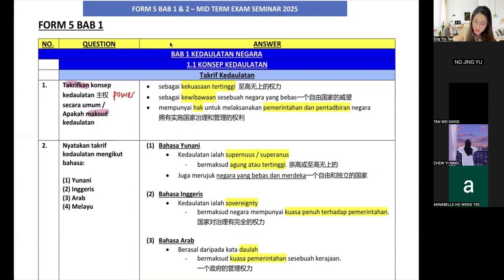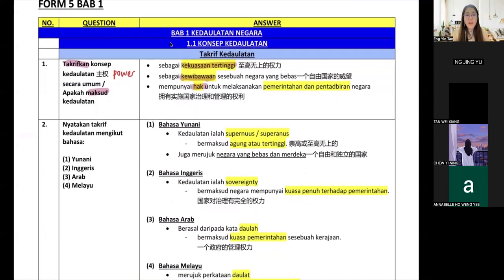Basically, it's referring to power. So everybody remember these three keywords for me. Kuasa tertinggi, kewibawaan, hak. The power to rule the government.